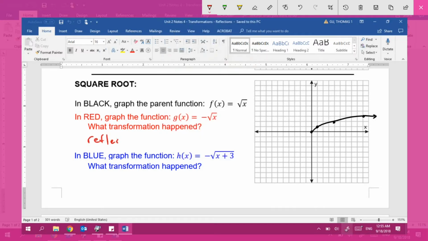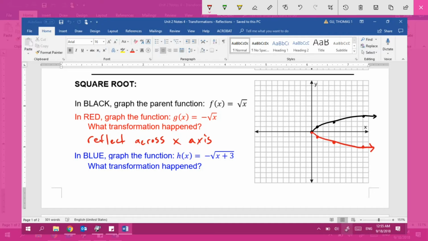Reflect across x-axis. So all I have to do is look at my points and then just mirror image them. This one's 1 space above the x-axis. I'm going to go 1 space down. The next point is 2 spaces above the x-axis. I'm going to go 2 spaces down. And this point way over here, (9, 3), is going to become (9, -3). And I have reflected across the x-axis.